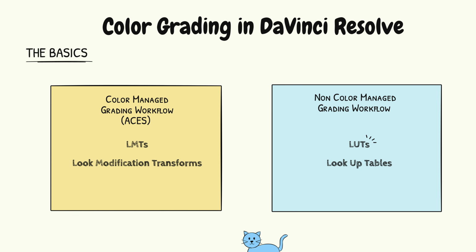In a color managed workflow, LUTs can't be used, although there are workarounds to make it work. ACES has something called LMTs, Look Modification Transforms. In the case of non-color managed workflows, LUTs, lookup tables, are commonly used and are quite popular these days.